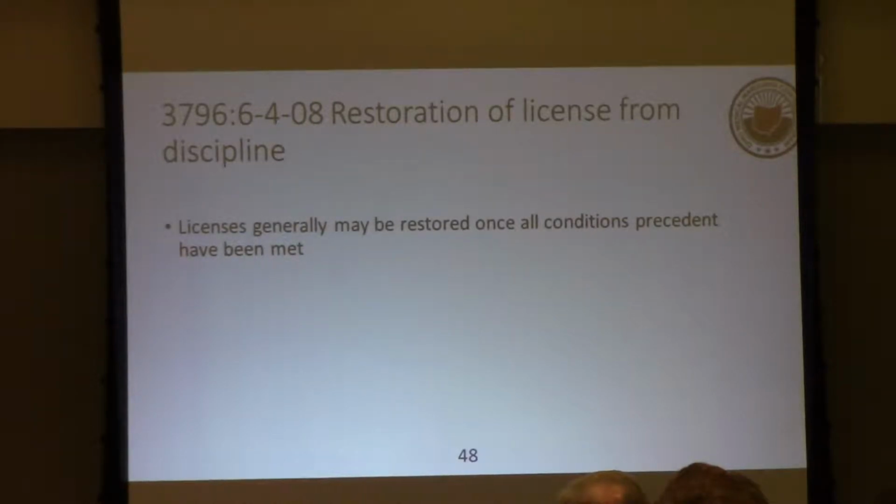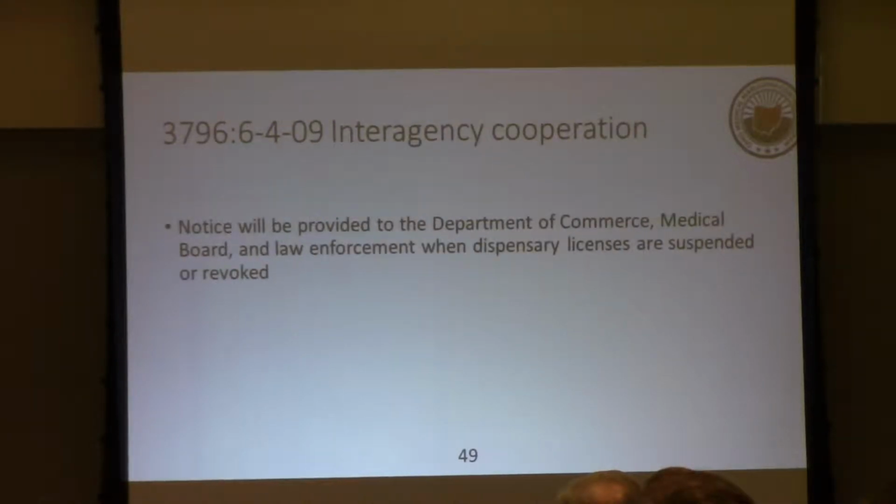Next, our next rule addresses the restoration of license from discipline. And generally speaking, the license will be restored once all conditions precedent have been met. Interagency cooperation is one that you've seen with the cultivator rules. And this is simply that notice is going to be provided to the Department of Commerce, the Medical Board, and law enforcement when a dispensary license is suspended or revoked.